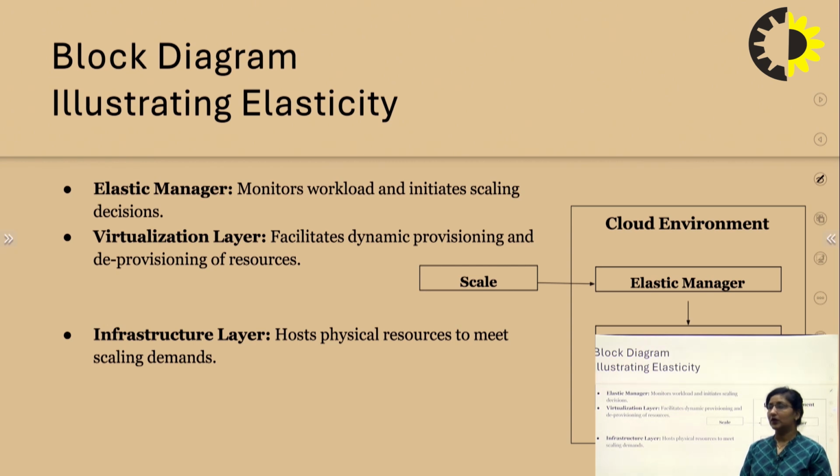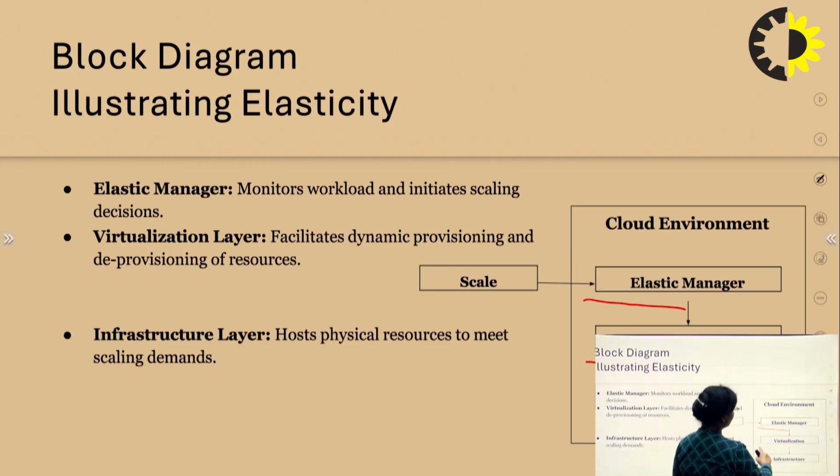So, now this is the block diagram which ensures elasticity. We have a scale and a cloud environment. For this cloud environment, we have the Elastic Manager, virtualization and the infrastructure. The scale will directly communicate with the Elastic Manager, then the virtualization, and in turn it will communicate with this infrastructure. Now, what is the Elastic Manager?